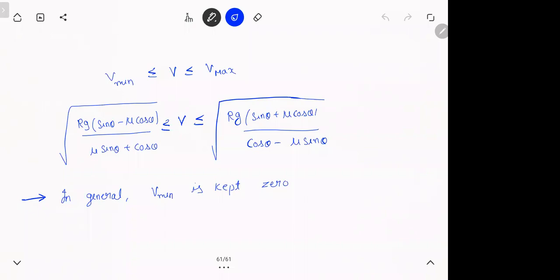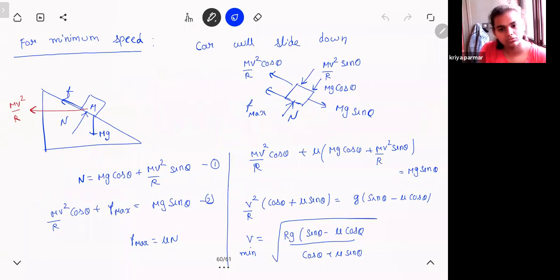Clear? Next thing. Can you go to the previous page? Done. Next thing.